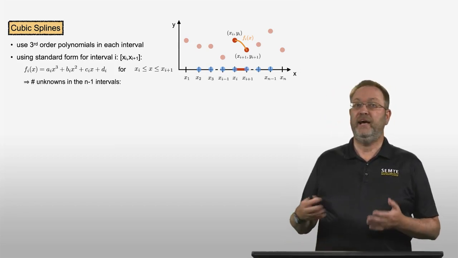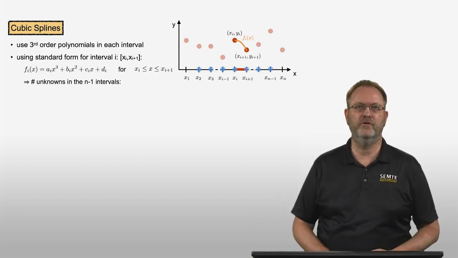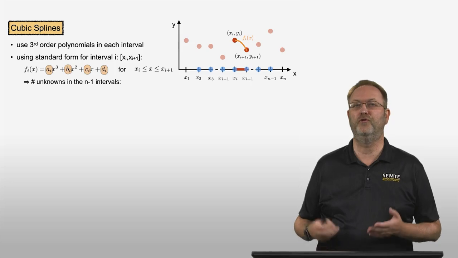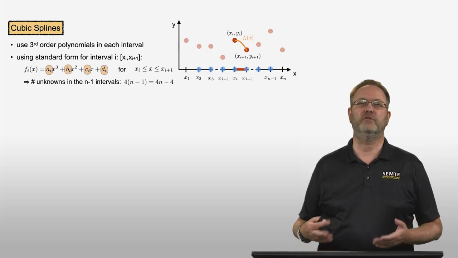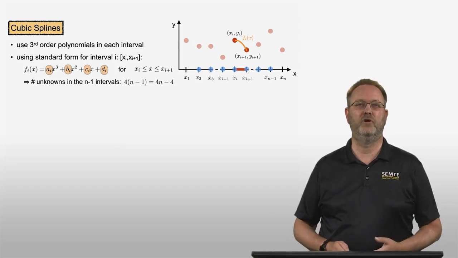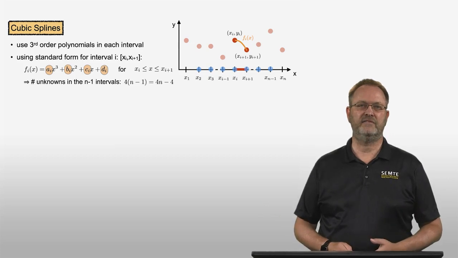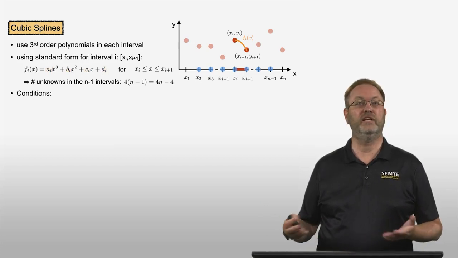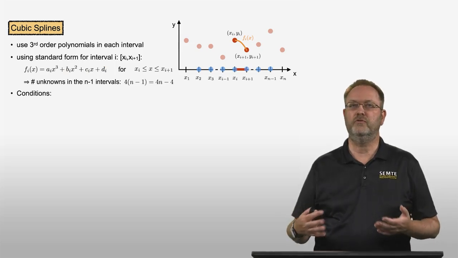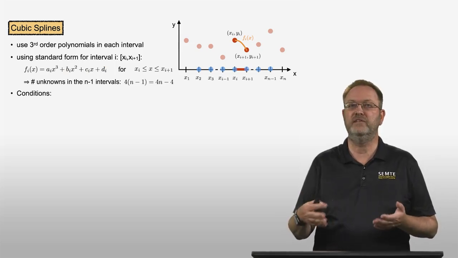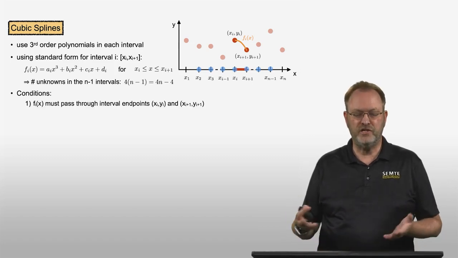Now, we have a total of n-1 intervals, and if we look at this cubic polynomial, the number of unknowns for each one of these intervals is 4. So we have a total of 4n-4 unknowns. Each one of the n-1 intervals has a cubic polynomial with 4 unknowns each. So now we have to come up with conditions in order to calculate these individual coefficients a_i, b_i, c_i, and d_i. So what are they?